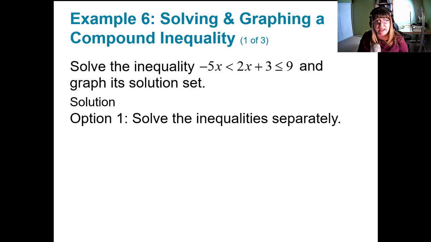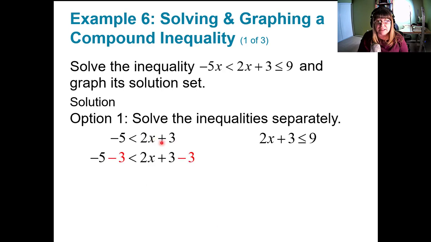The first way is to solve them separately. Break them up. It's going to be -5 is less than 2x plus 3. That will be one inequality. And the other inequality will be 2x plus 3 is less than or equal to 9. So we'll break them up into 2 and we'll solve these separately.